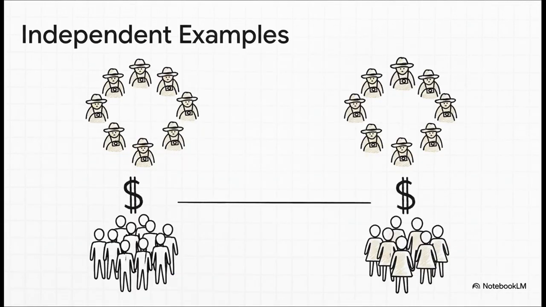So yeah, our Study A fits this bill perfectly. Another classic example you see all the time is comparing the average income of one group, say men, to a completely separate group, like women. As long as the people in the groups don't overlap, those samples are independent.